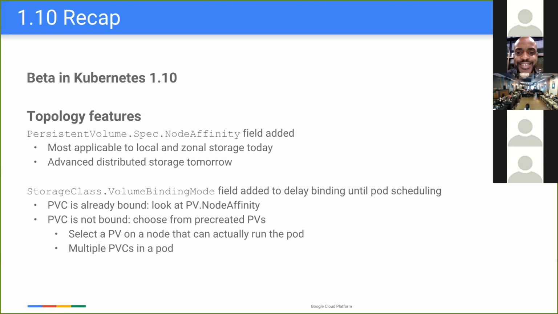So to recap, basically, we moved both the volume scheduling and local volume features to beta. What that means, I'll cover the topology part first. We've added a new generic topology mechanism into persistent volumes. So now you can specify a node affinity on a persistent volume, and this allows the scheduler to schedule the pods that are using those volumes to appropriate nodes where the volumes can be accessible from.